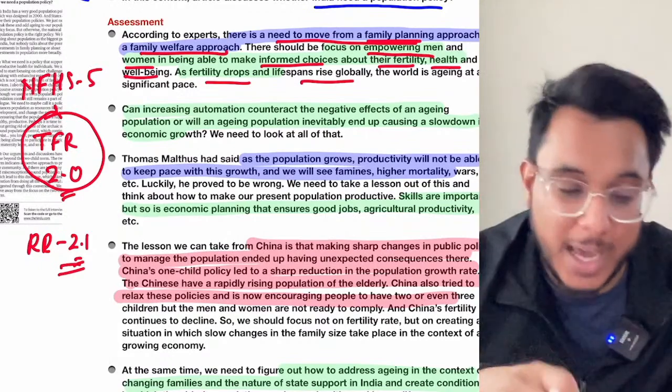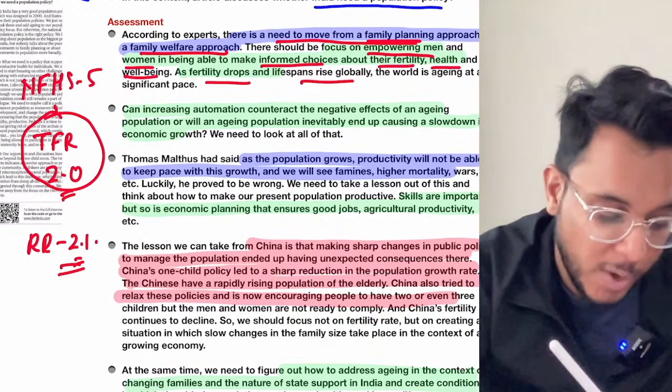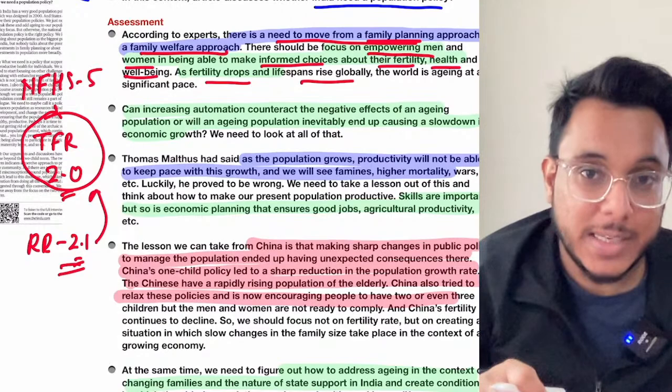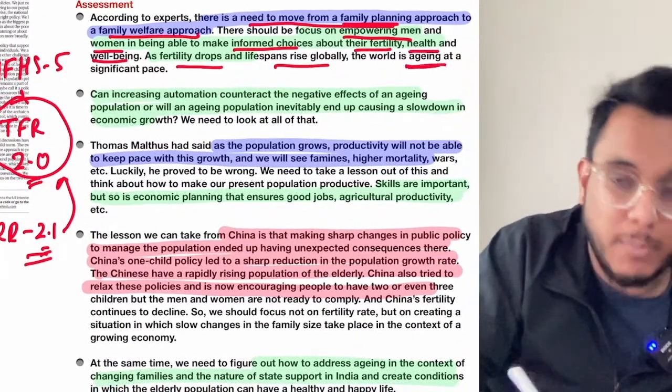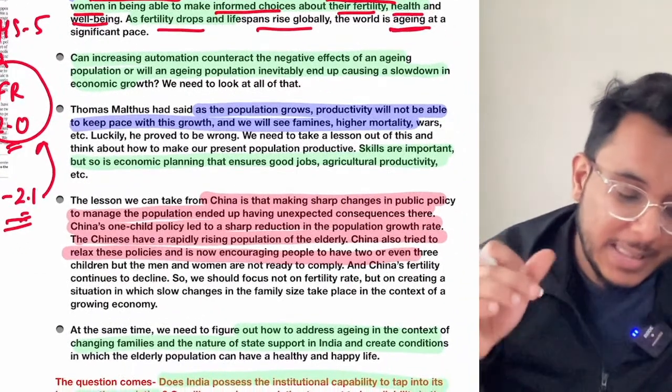Right now, in the entire world, fertility is declining. Even in India, fertility is declining, less than 2.1. And people's lifespans are increasing. What is it leading to? It is leading to an aging population, a graying population. The proportion of old people is increasing in the world.